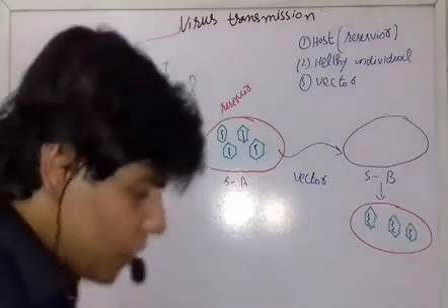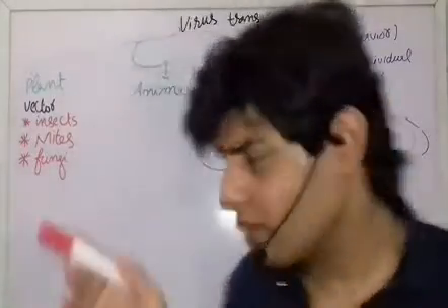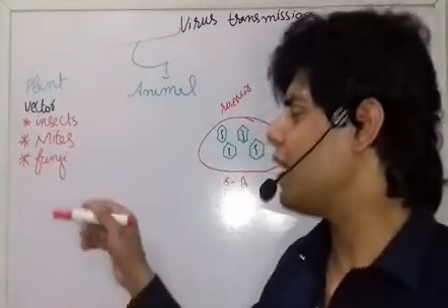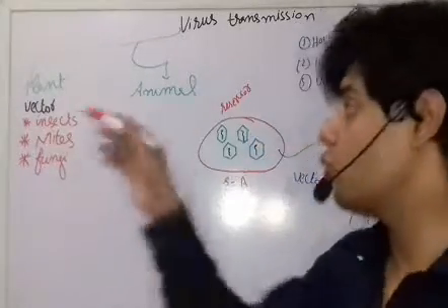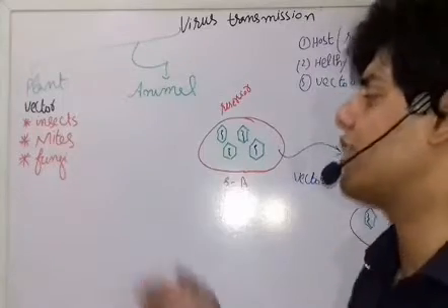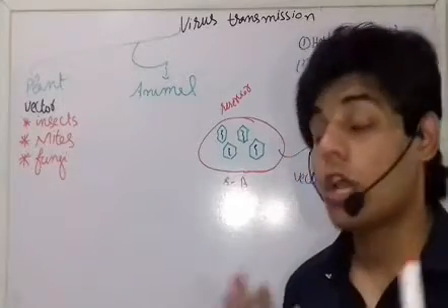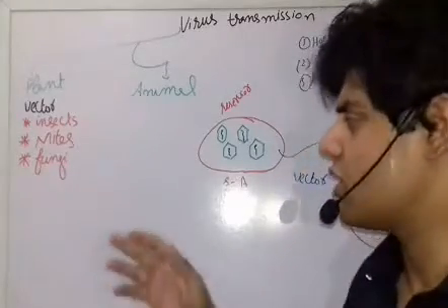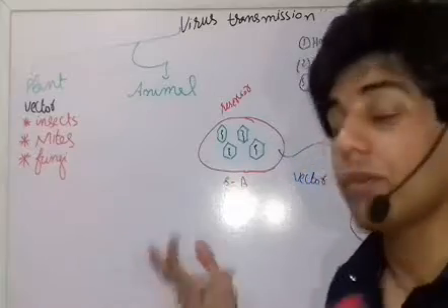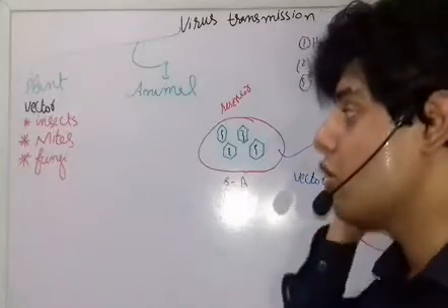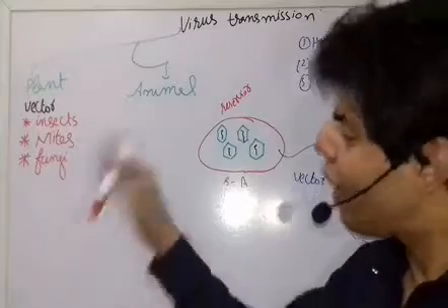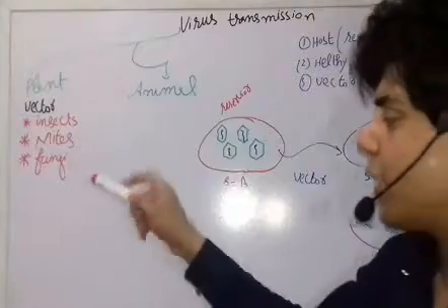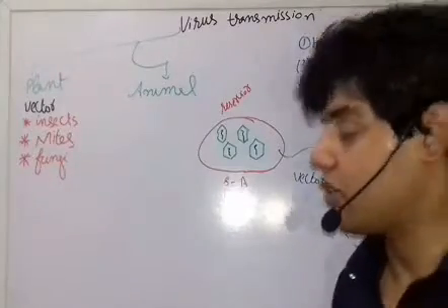fungi. Fungi also transfer the viruses. How? We also say that fungi look like a plant. Why? Because a plant is made up of eukaryotic cells, and fungi are also made up of eukaryotic cells. But still there are some big differences. I don't want to explain these differences because it will take 10 to 15 minutes. I already explained it, so if you want to see, go to my channel and watch that video, the difference between plant and fungi.